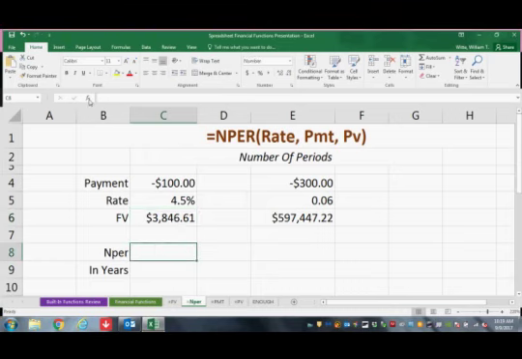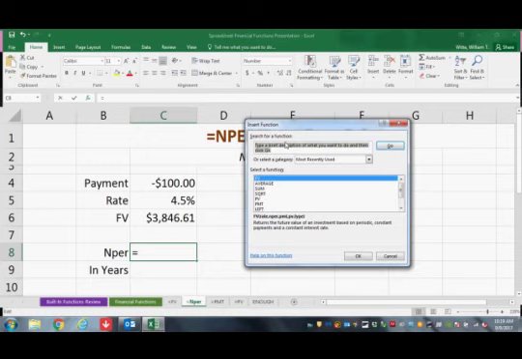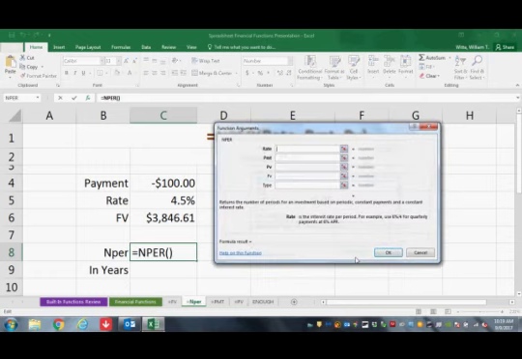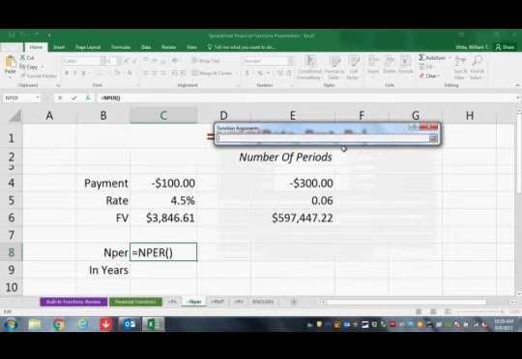I'm going to go to the function key. I'm going to search for NPER. I know that it exists, and son of a gun, it jumps right up to the top. And I'll click OK. And again, it asks me almost the same questions in the same way. I'm going to point to them because I have them stored in cells. I'll click on the pointer button for the interest rate, and then come back.